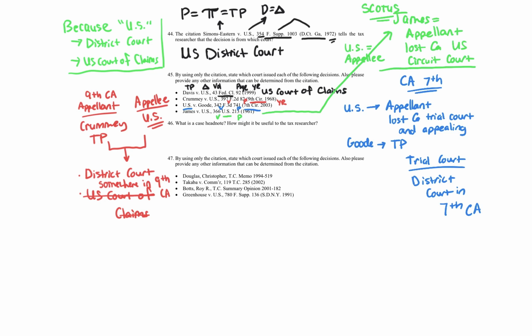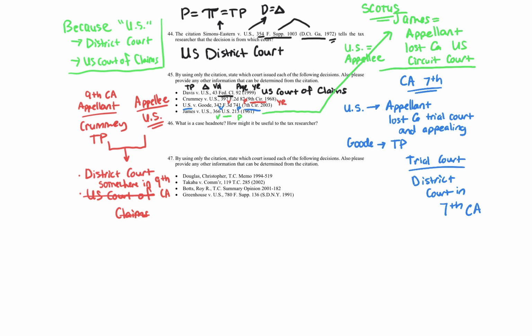With the Supreme Court, you can't do that, but you can determine which party lost at the lower level. The taxpayer did. So that's also helpful. Okay, let's move on to the next question, question 46. What is a case head note? How might it be useful to the tax researcher?